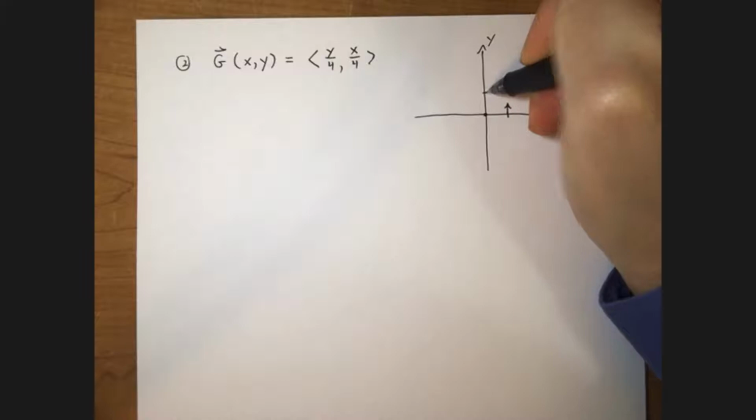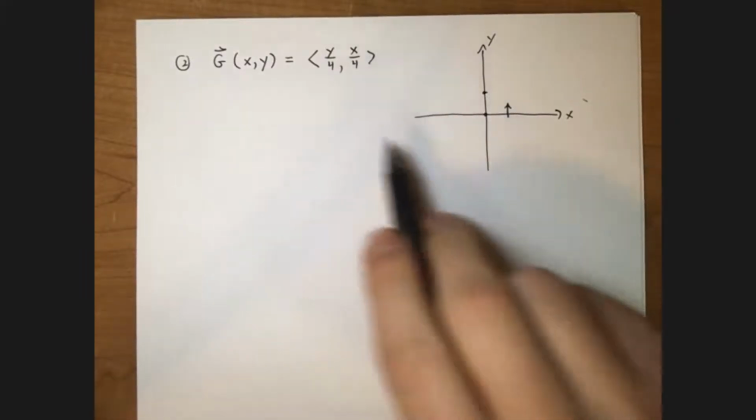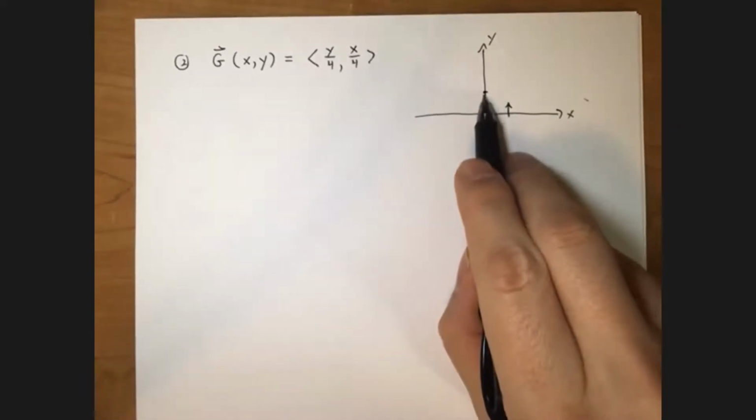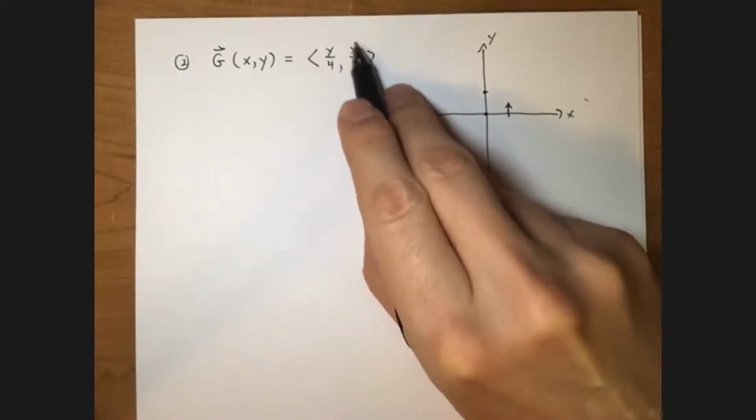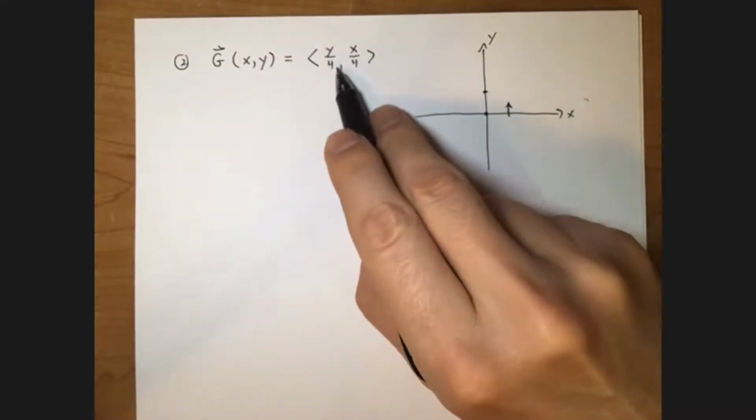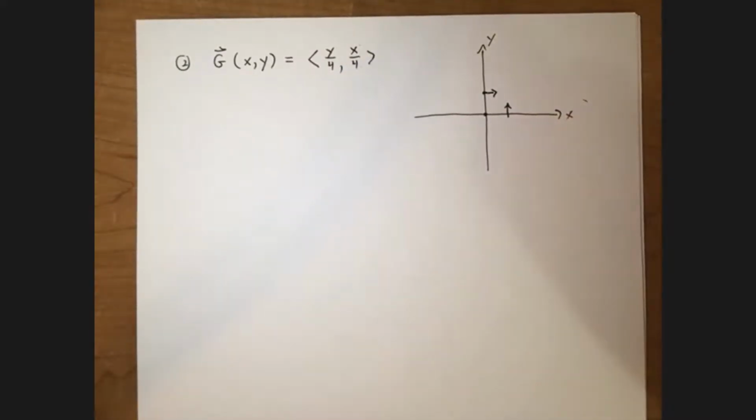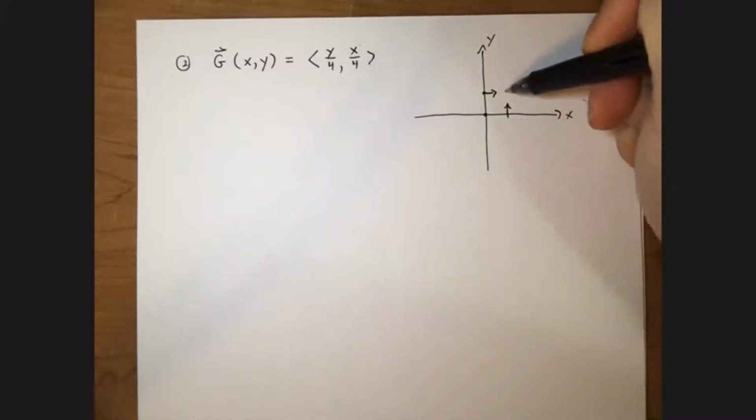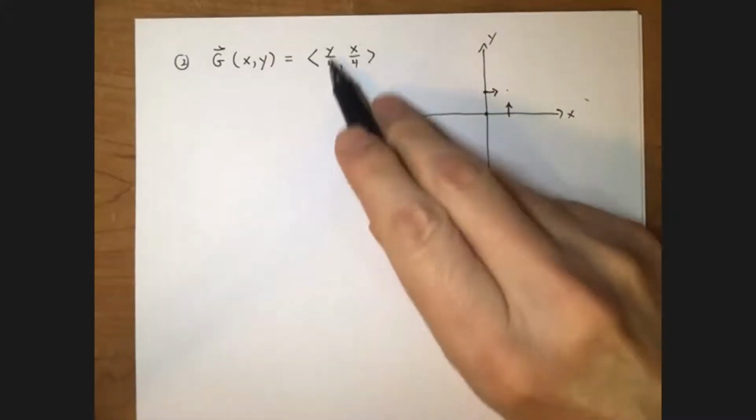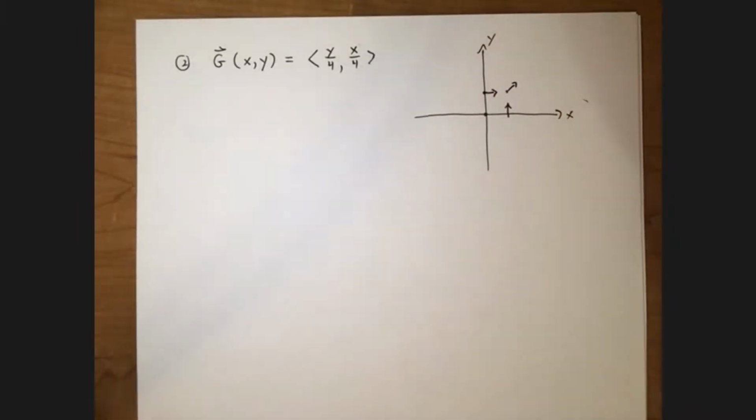If I go to the point 0, 1, over here, now x is 0, so this coordinate is 0. Y is 1, so this coordinate is 1/4. So my x coordinate is 1/4 and my y coordinate is 0. So I get a vector pointing this way. What if I go to the point 1, 1? Now I'm getting the vector 1/4, 1/4, just like I did before. But you see other things are going on here.